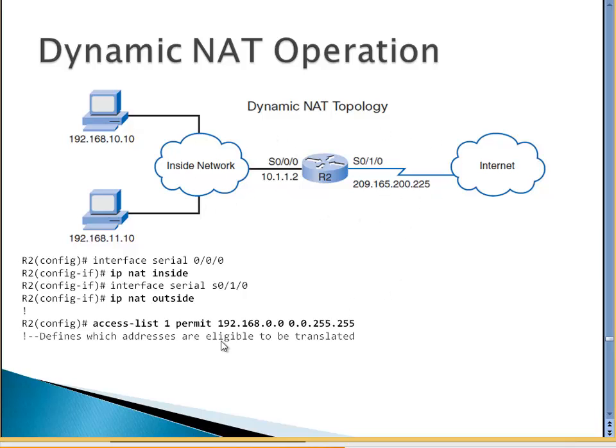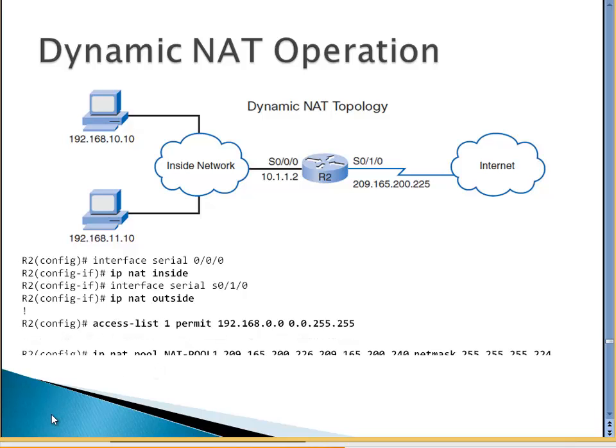Then we create an access list. Access list 1 permit 192.168.0.0 with a wildcard mask 0.0.255.255 defines which addresses are eligible to be translated. So we create access lists saying, okay, these addresses should be translated.